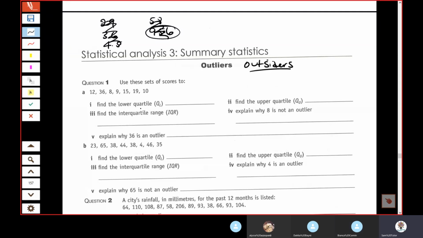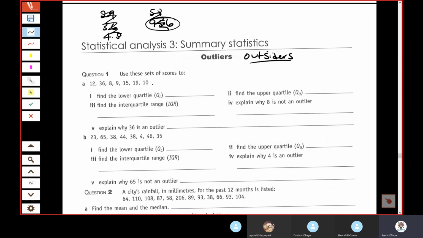Use this set of scores to find the lower quartile. So here we go. The data has to be in order, or you plug it into your calculator. You've got to work out what option you're going to take all the time. For me, if it's small like this, I usually would just draw them out. All right, quartiles. We find the middle, which is right there. We ignore the middle and create two groups. That's group 1, group 2. Then you find the middle of those two groups. So Q1 is 9. Upper quartile or Q3 is 19. Interquartile range, 19 take away 9 is 10.